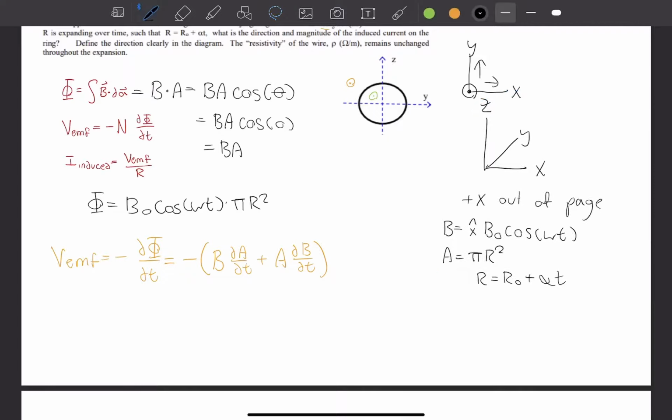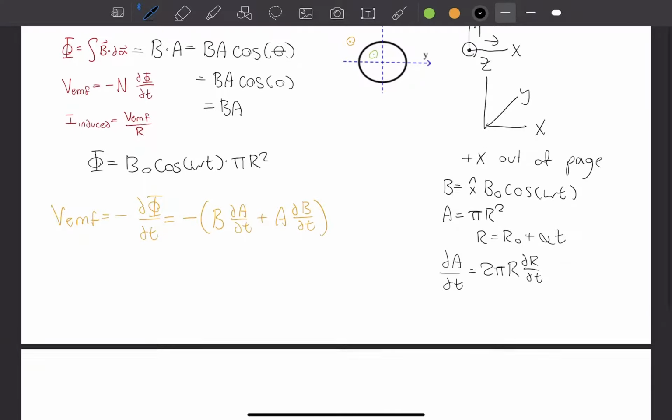by taking dA dt, and dA dt is going to be the derivative of pi r squared, and we're going to have to utilize the chain rule because r is a function of t. So we have a function within a function, which of course means we have 2 pi r times the derivative of the inner function, which is dr dt. What does dr dt equal? Dr dt simply equals alpha.